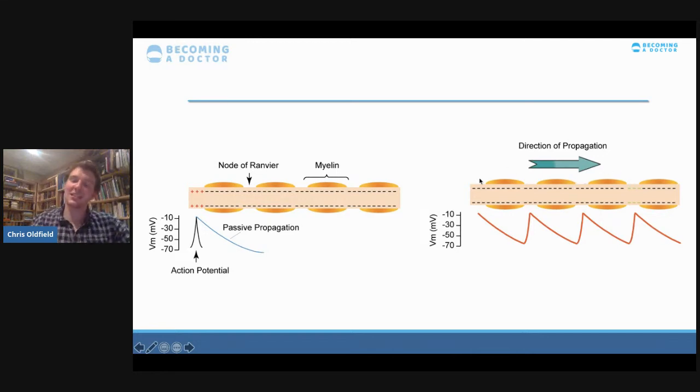Now, remember from that cells slide we had earlier, myelin is produced by Schwann cells in the peripheral nervous system and by oligodendrocytes in the central nervous system.